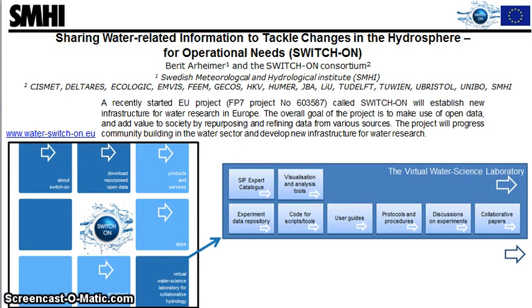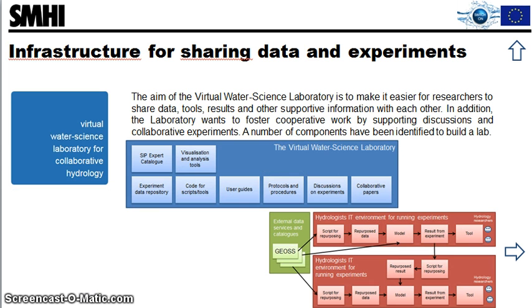The Virtual Water Science Laboratory is developed in Work Package 3 in the Switch On project. The aim is to develop an environment that makes it easier for researchers to share discussions and results and data in hydrological experiments. In this presentation, we will give a brief overview of the main components of the laboratory.